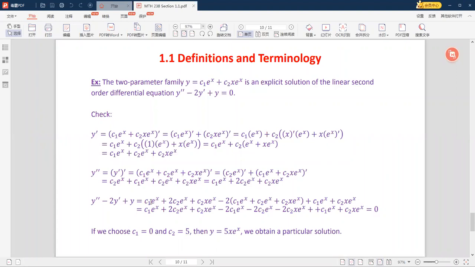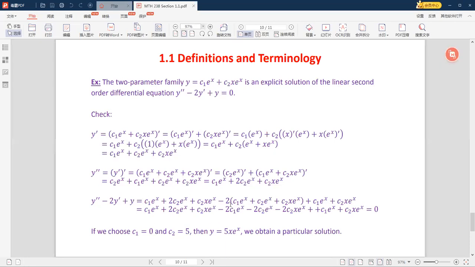Okay, we got in here c1 e to the x plus 2 c2 e to the x plus c2 x e to the x. All right. Minus 2 times y prime. So y prime is c1 e to the x plus c2 e to the x plus c2 x e to the x. All right. And plus y. That's c1 e to the x plus c2 x e to the x. Okay, plug in here. And then just simplify the whole thing and see what happens.